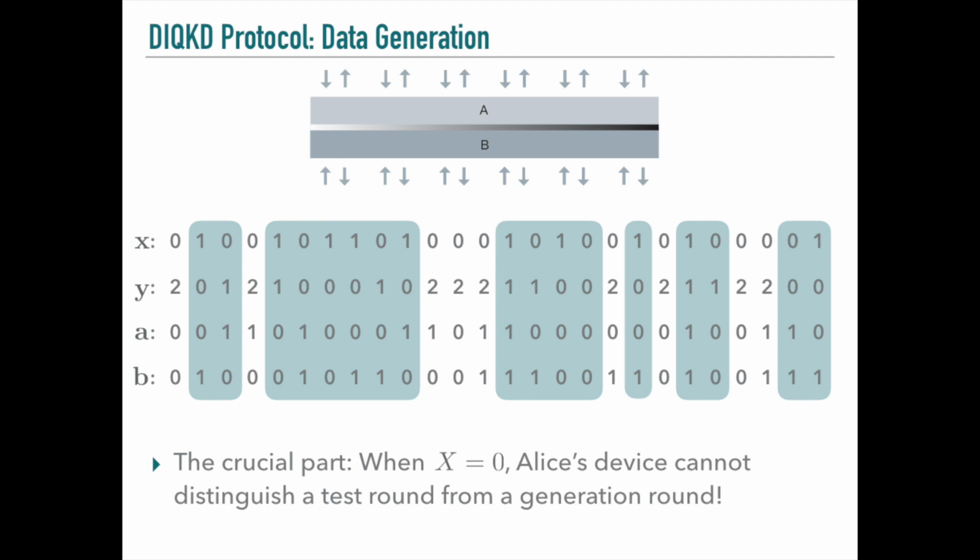So if you look at this, this is a generation round, right? And this is a test round. But Alice's device got 0 here, and it got 0 here, okay? So Alice's device doesn't know whether Bob is giving 1 or 2. So it doesn't know whether this is a generation or a test round. So there is no way for it to behave differently in a test round and a generation round. The device cannot distinguish these two cases. So it's important that there isn't a 2 also for Alice.